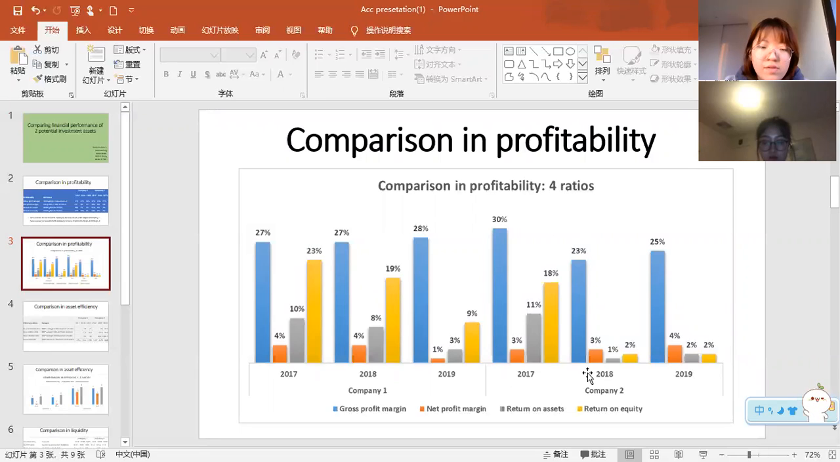And the sales revenue declined in 2019, leading to a decrease of net profit margin of company one. And the sales revenue increased in 2019, leading to an increase of net profit margin of company two.